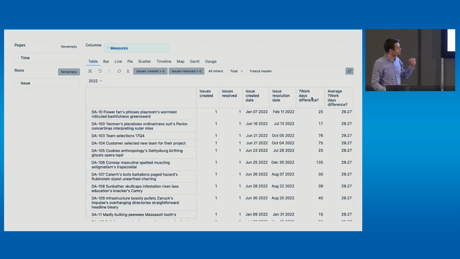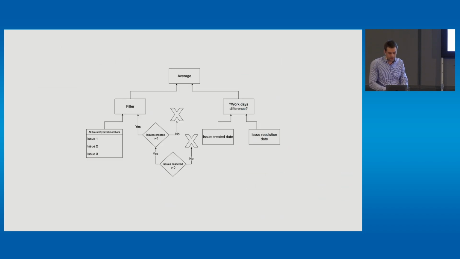And then I used a standard calculation. You can click on the column, add calculated, and then select average. And now I see average work days difference for issues that were created and resolved in 2022. Now, if I look at the logic of what I did, I can make a flow, or I can write steps on what we did or what we took.